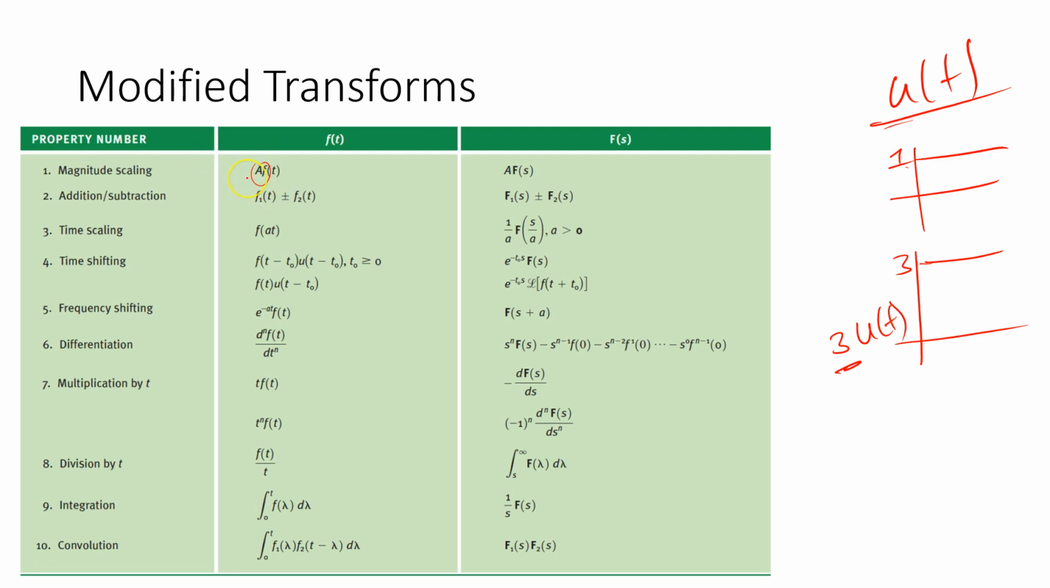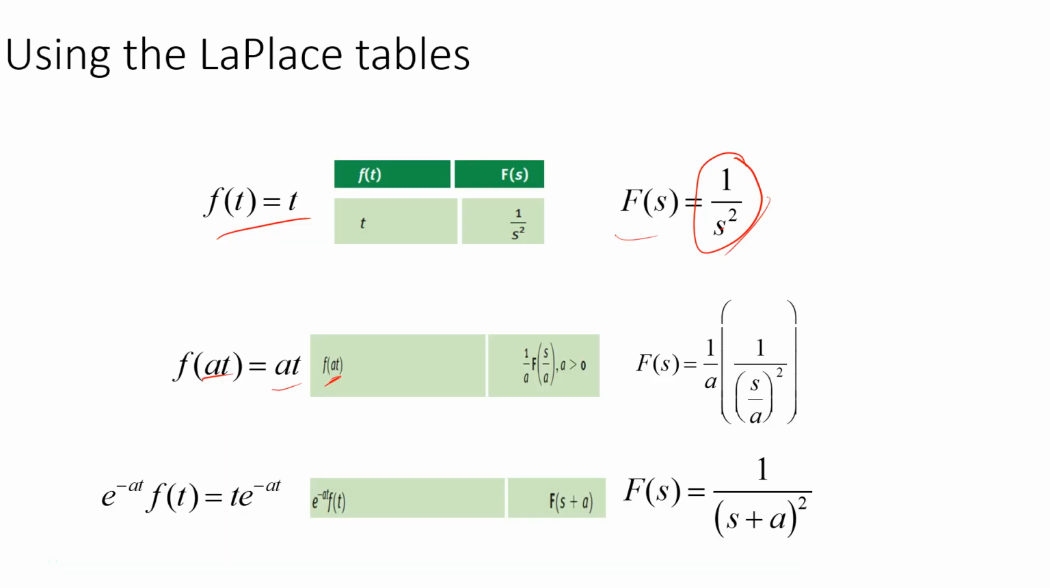So here I would just look in my table and see f of t, then I just multiply a by f of s. So if U of s, I should use a capital here, is equal to 1 on s, then if I have 3 u of t, then I would get 3 U of s, which is 3 on s. So let's look at a little more complex example.